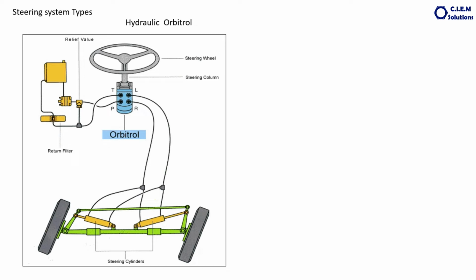Another type of steering system which works purely with hydraulic force is called the orbital steering system. This is used mainly in construction machines and mining machines. There will be an exclusive pump, a reservoir, and this valve, the steering valve. We are going to talk in detail about this orbital steering system in an exclusive video in part 4.